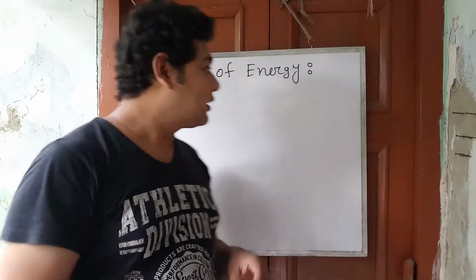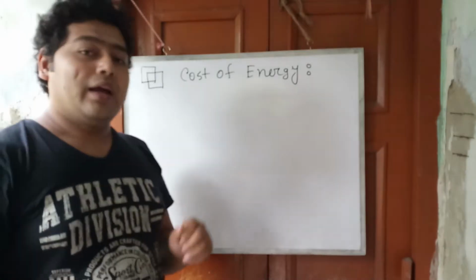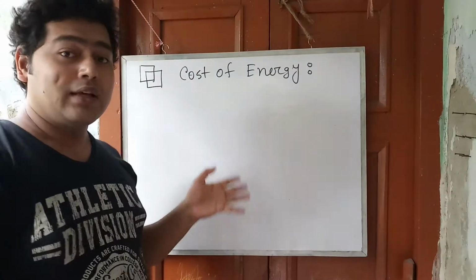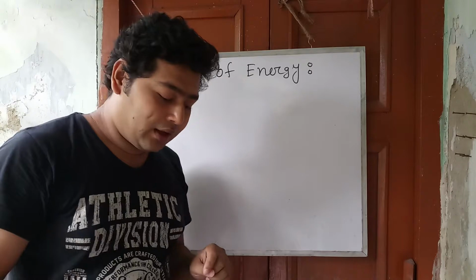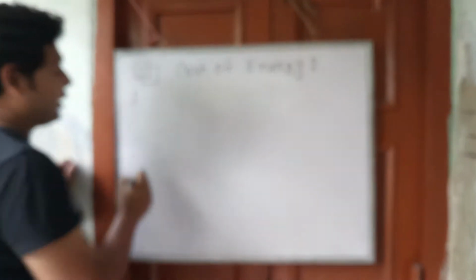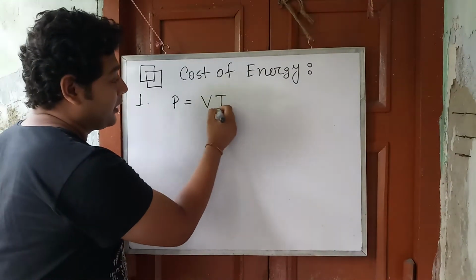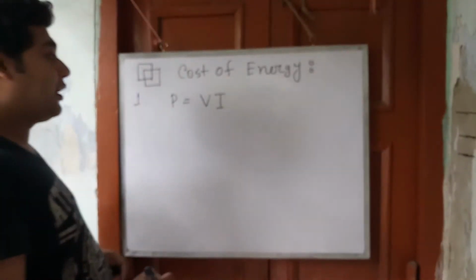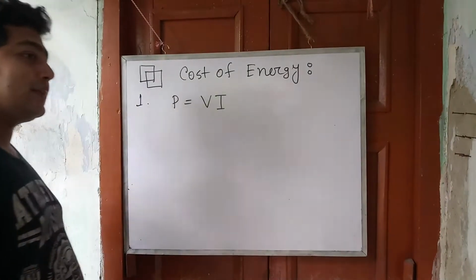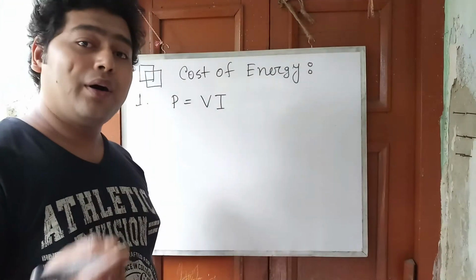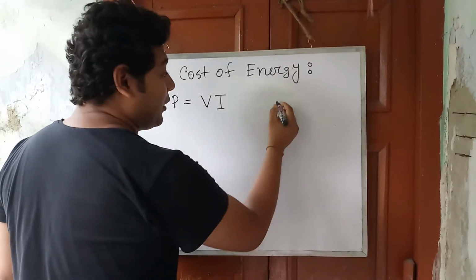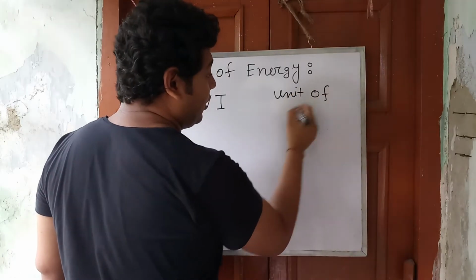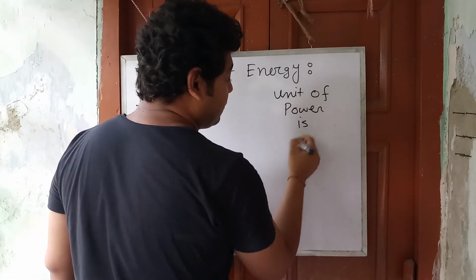Today, our topic is calculating the cost of energy. Firstly, we will discuss the formulas regarding the cost of energy. Now, formula number one: we know that P equals VI. Here, P is the power. Power is defined as work done per unit time. Then what is the unit of power?